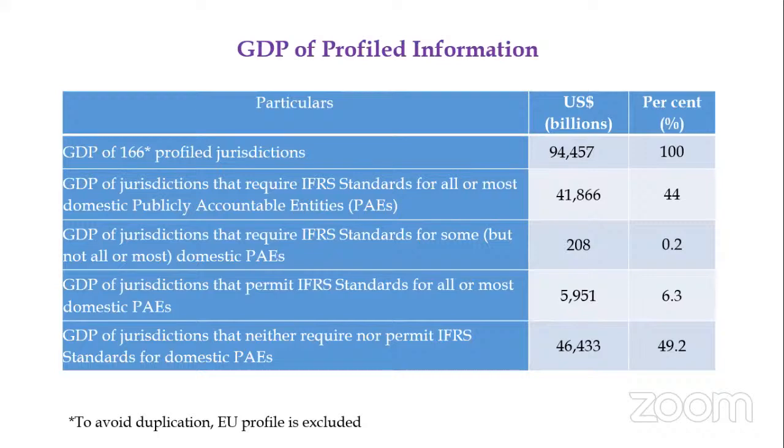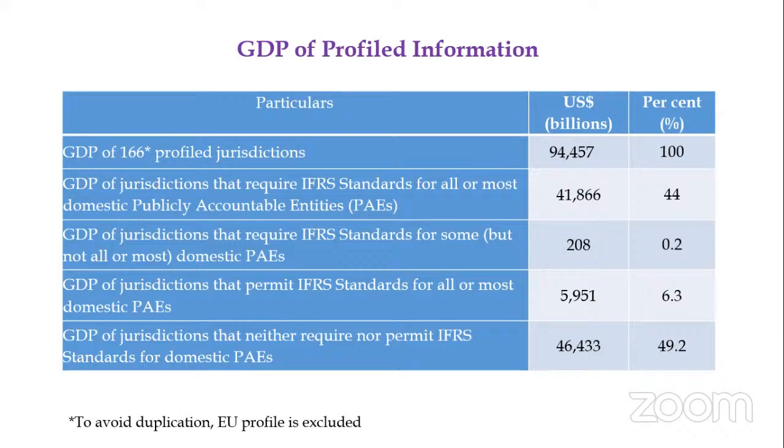I made an attempt to show you the GDP of the 166 profiled jurisdictions: 94,457 billion US dollars. Nearly 44% of the GDP, those countries are using IFRS standards. 49.2% of the GDP is in jurisdictions that neither require IFRS nor permit IFRS. The reason is China, India, and USA come under the last category. Hence, 49.2% of the countries are not permitted or not required to use IFRS standards.